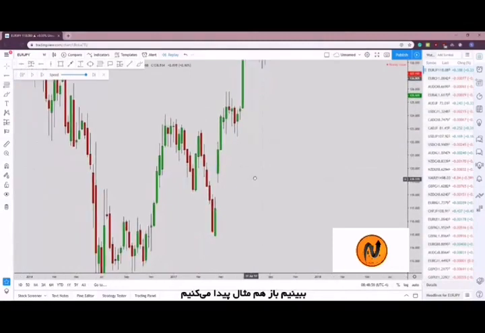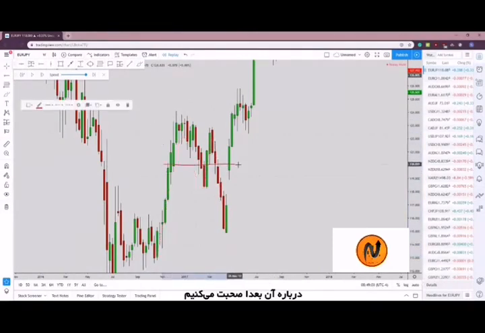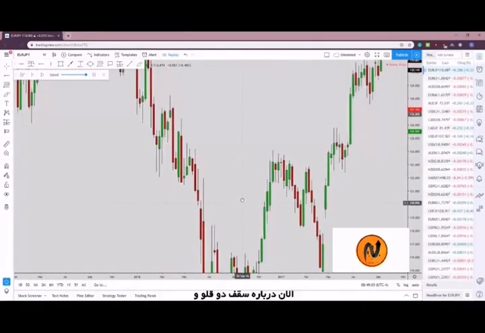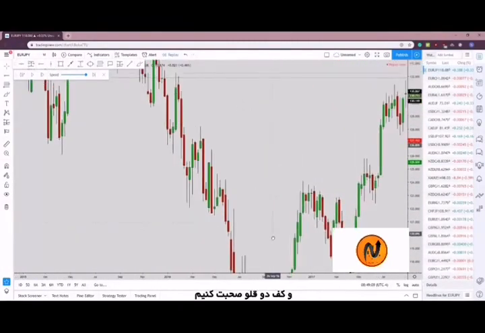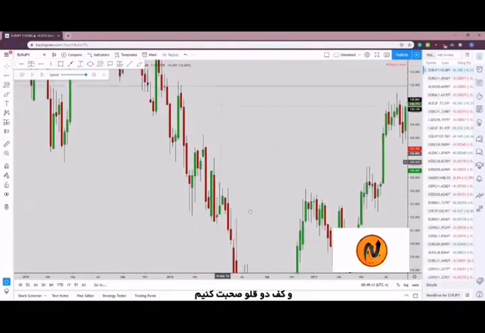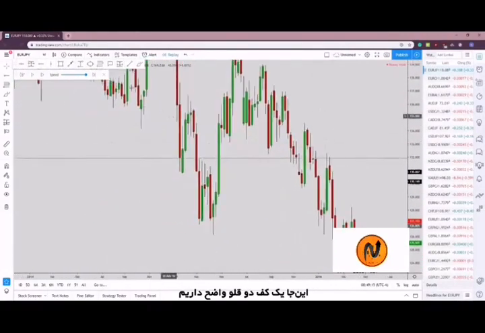As you can see here, we have a very nice double M formation. We will speak about this later. However, let's speak about double tops and double bottoms. Here we can see a nice double bottom, very clear to see it.